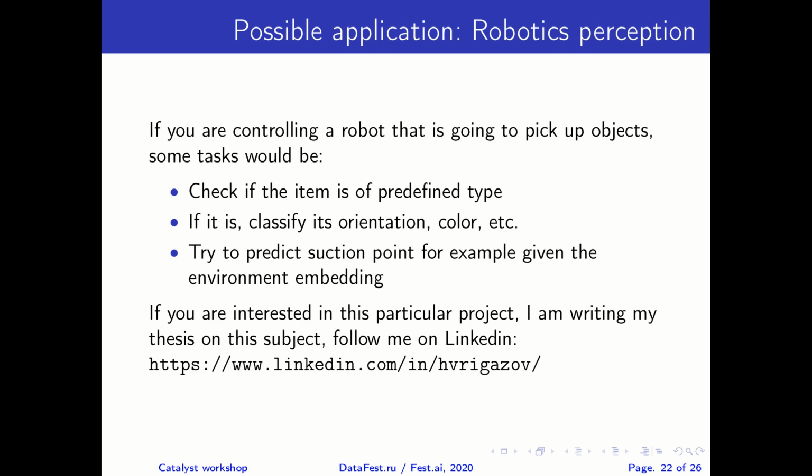And another example would be robotics perception. Obviously, if you have a robotic arm that is going to pick up objects, you could have a lot of tasks. For example, check if the item is of some predefined type, and if it is, classify its orientation, color, and in general visual characteristics. For example, try to predict the suction point for every item given the environment embedding. The environment embedding would hold information, for example, about obstacles and different stuff like that.